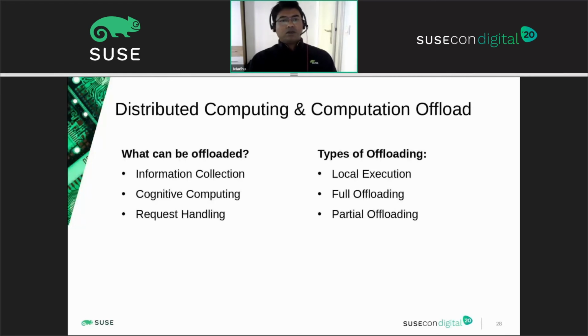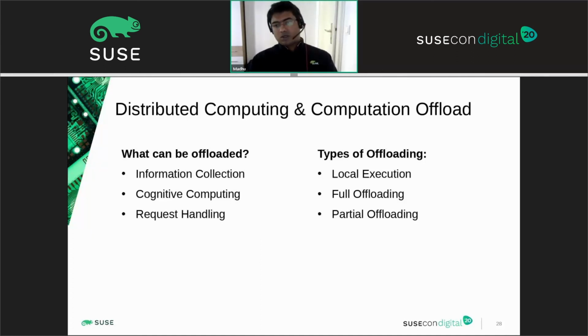Then computation offloading. We need to make a few crucial decisions on what computation can be and should be offloaded, and what type of offloading should be chosen for the type of service that we want to provide. And again, a cost benefit analysis has to be balanced. So here are some examples of what can be offloaded, like information collection, just data gathering from various devices, and then probably synchronizing it with the cloud at the end of the day. That is just one example.